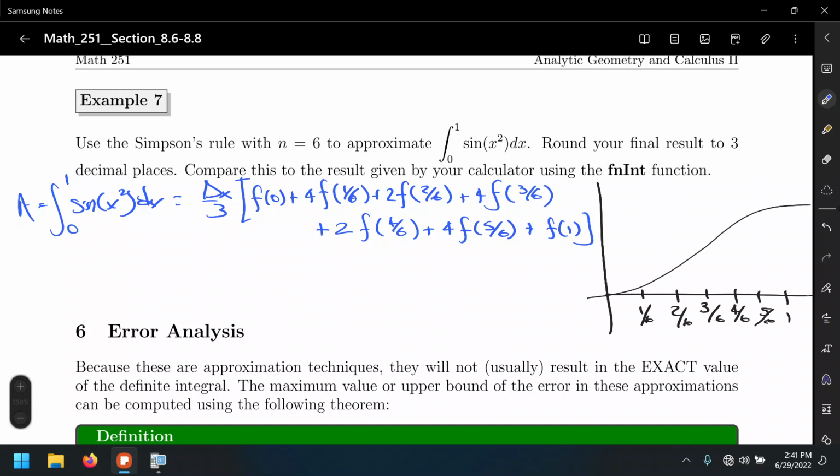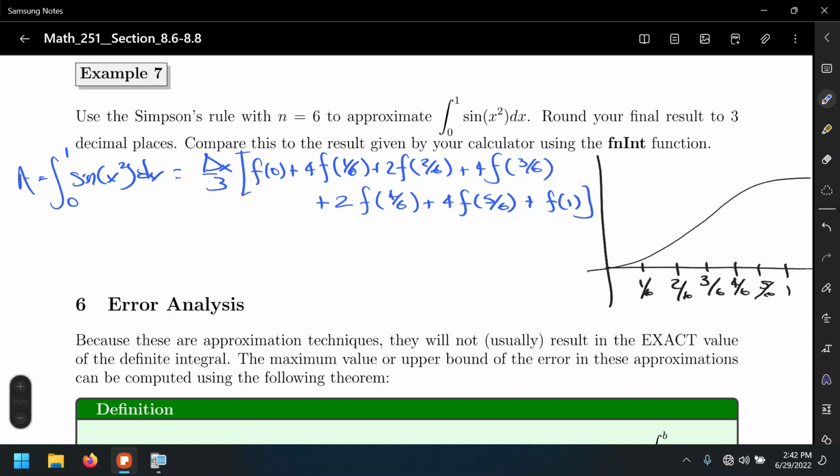All right, so here's the thing again. The delta x gets divided by 3 instead of 2, and for the middle, except the first and the last one, we get alternating 4, 2, 4, 2, and the last one has to be a 4. So that's why we have to have an even number, because otherwise with an odd number we would end up with 2 only. So be careful here.